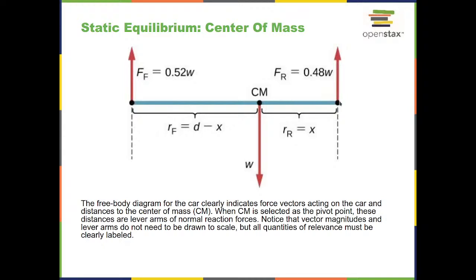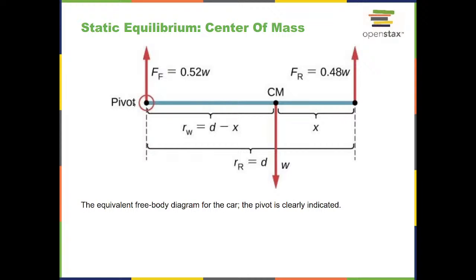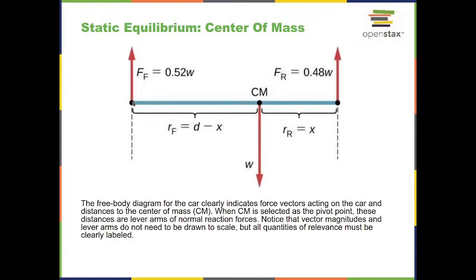Now I started off by saying we can pick our pivot point anywhere we like, right? Or center of rotation. So we could pick it at the front tires, which is what the textbook does. We could pick it at the center of mass, which is also something the textbook does. But we're going to actually pick the pivot point at the rear tires, and calculate the conditions for equilibrium.